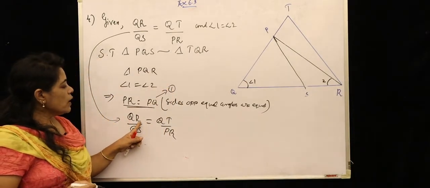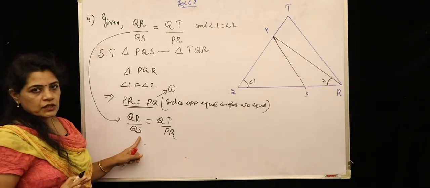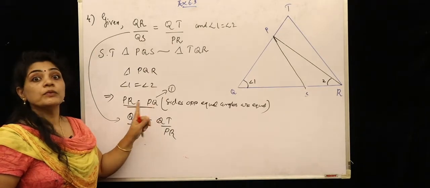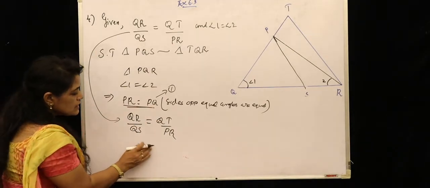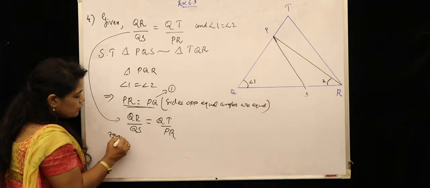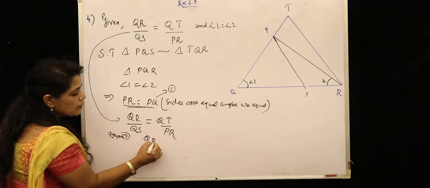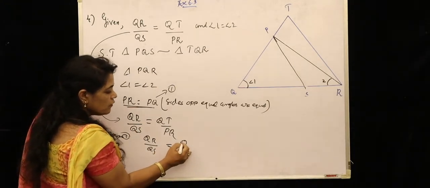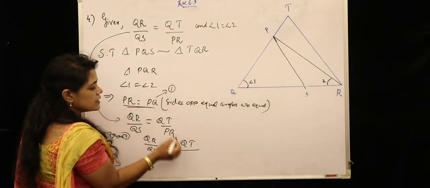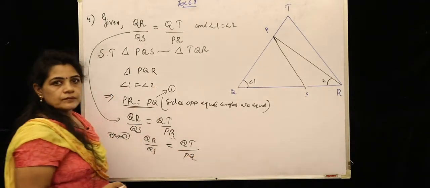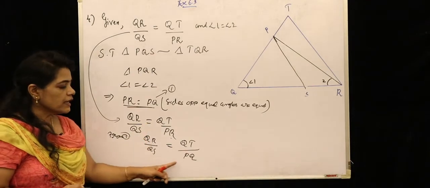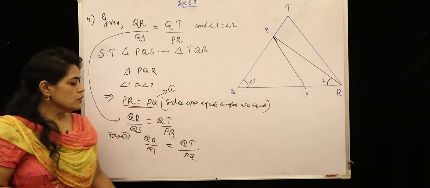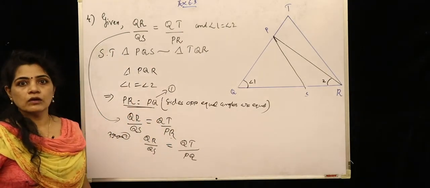See, here QR by QS, I make no change. QT by PR, here in place of PR, I am writing PQ. Then let us see what is going to happen. See, from 1, QR by QS, no change in the LHS, equal to, in the given, I am going to substitute PR as PQ. I just made a rearrangement because of 1, because angle 1 and angle 2 are given as equal.